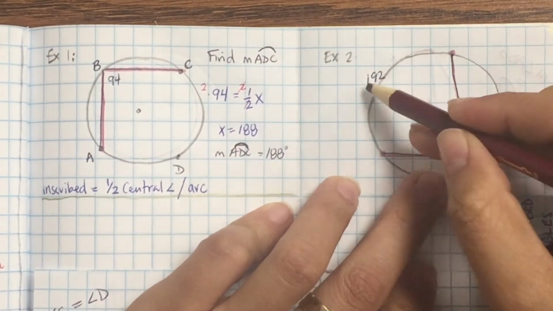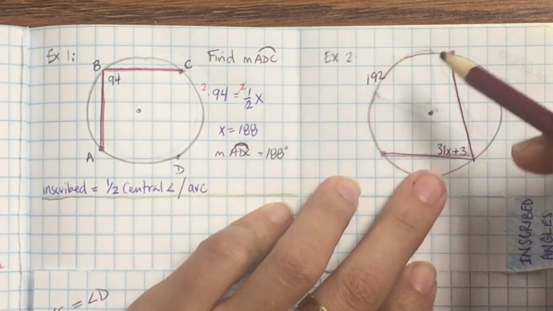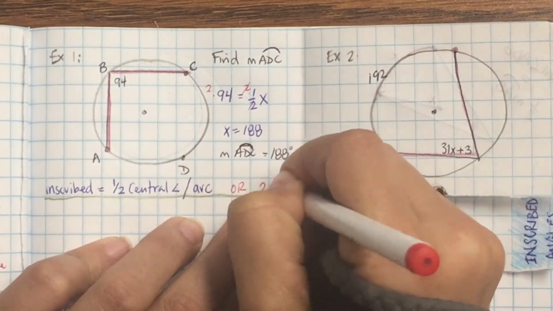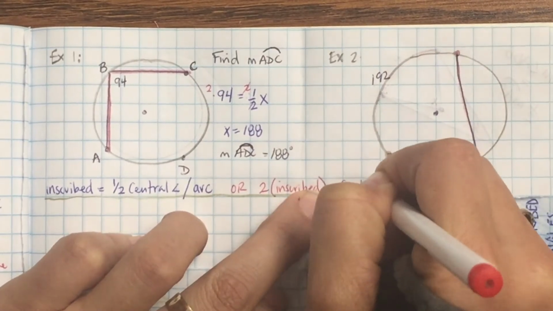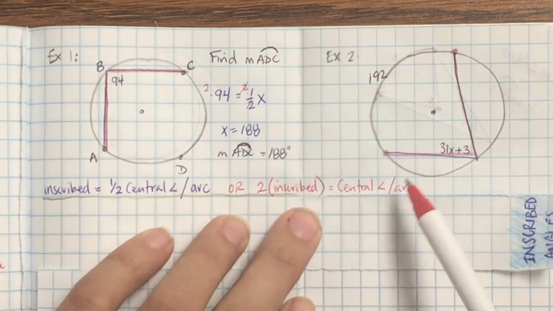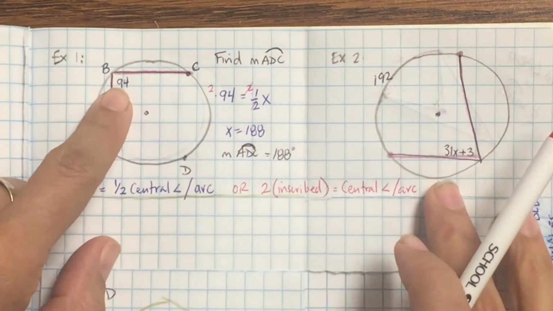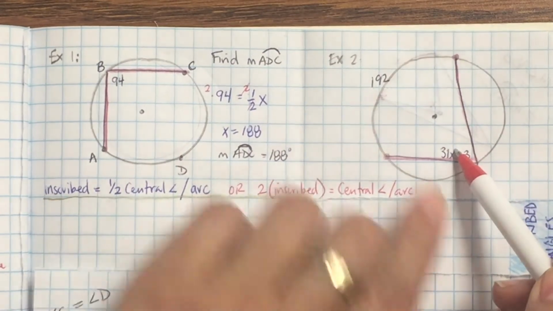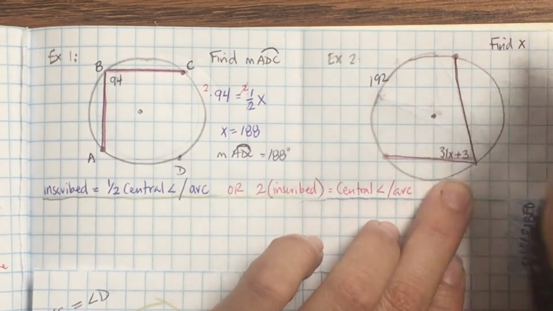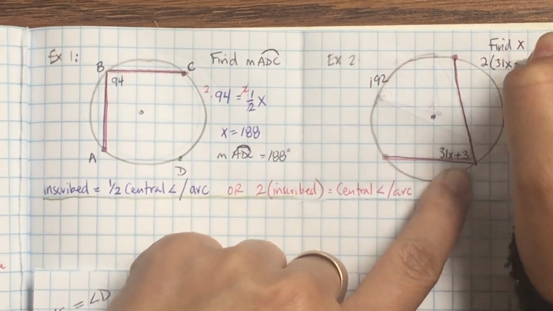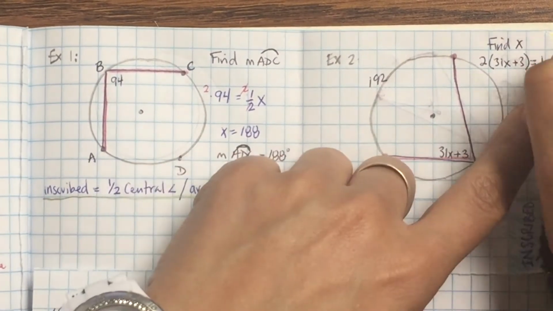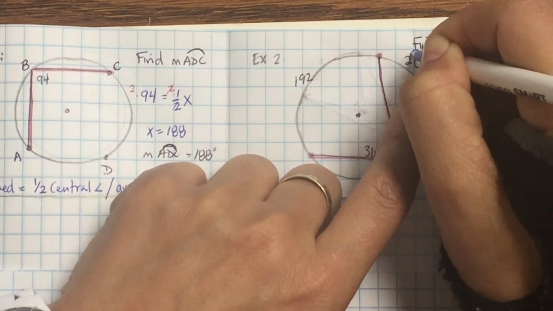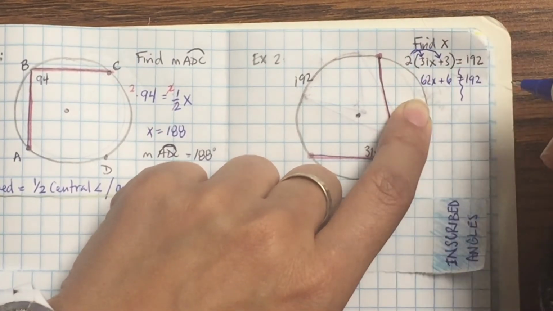So that's my inscribed angle because it's on the circle, and that's the intercepted arc. The intercepted arc is twice the inscribed angle. So there are two ways you can write it. Inscribed is half the central angle or arc, or 2 times the inscribed angle is going to give me the central angle or arc, whichever one's easier for you to think about. So 94 times 2 will give me 188. So 2 times (31x plus 3) will give me 192. So the inscribed is half of the central or arc, or the arc is twice as big as the inscribed, however you want to think about it.